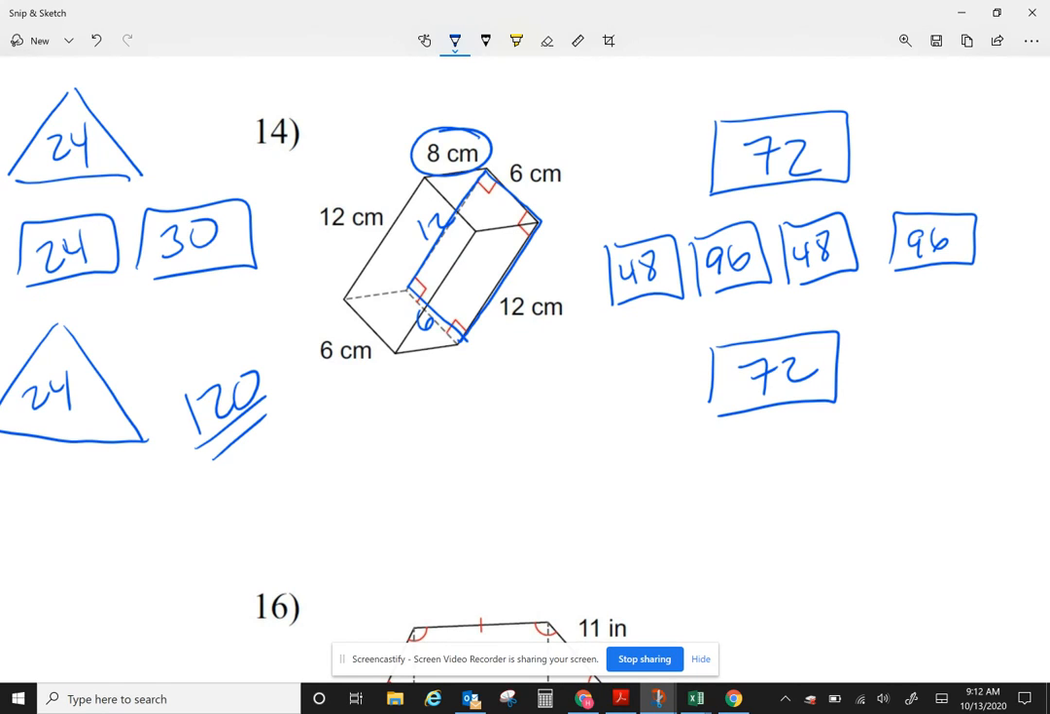All right, let me add everything up. I'm going to go 72 plus 72 plus 48 plus 96 plus 48 plus 96. And that gives me, according to my calculator, 432.